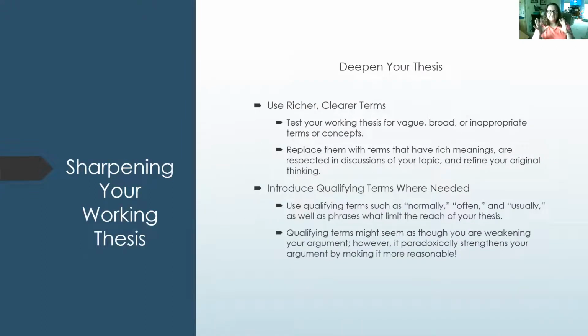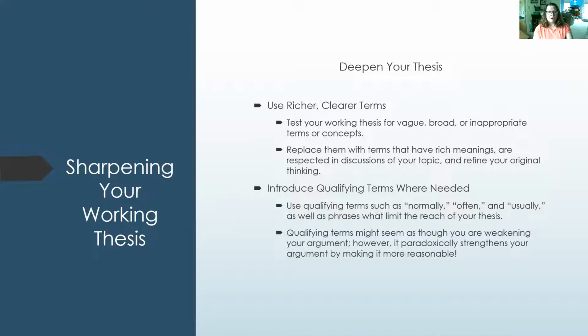Once you have sort of thought about some of those more abstract things, you want to come back to your working thesis. Now, I think that it's okay to allow the working thesis to stay a working thesis all the way up until you have finished your draft and spent some time with it and are sure that that's really what you want your paper to be.